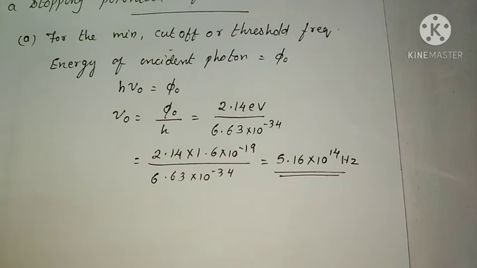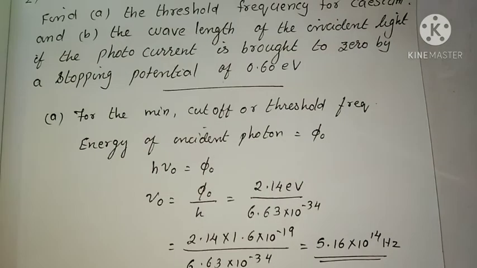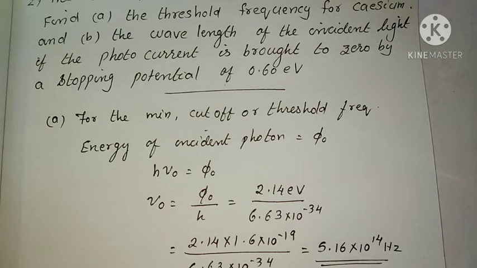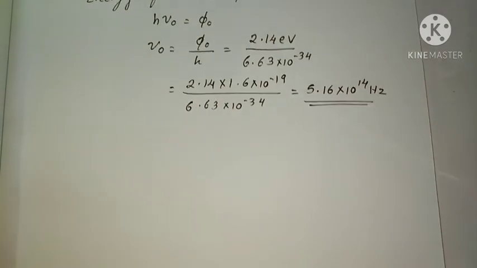Then second part, you want to find out the wavelength of the incident light if the photocurrent is brought to 0 by a stopping potential of 0.60 electron volt.